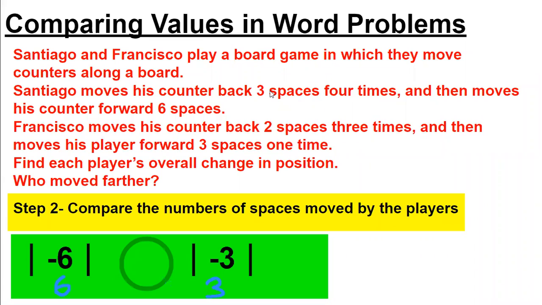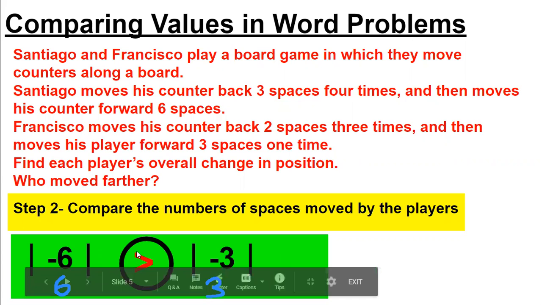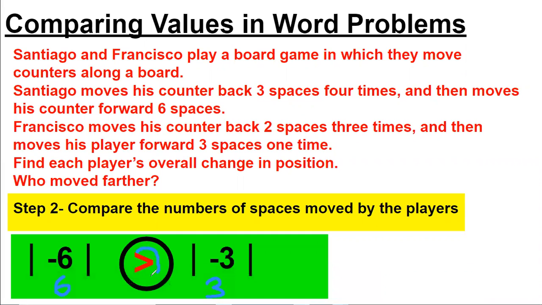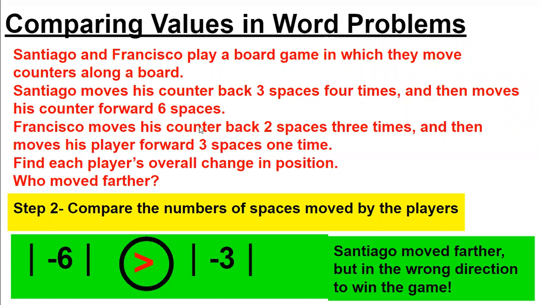So now when we compare, put a circle there so we can put our comparison in there. The open mouth goes towards the bigger number. And since -6, the absolute value of it is bigger or greater because 6 is greater than 3, who moved farther? You should say Santiago. Santiago moved farther, but which direction did he go?